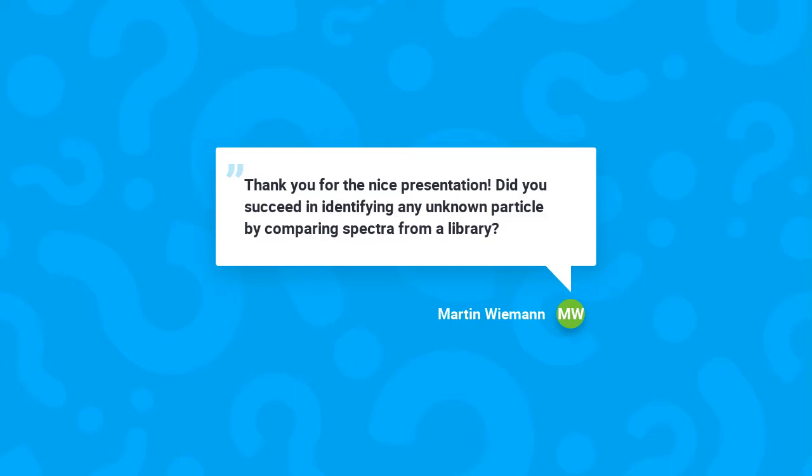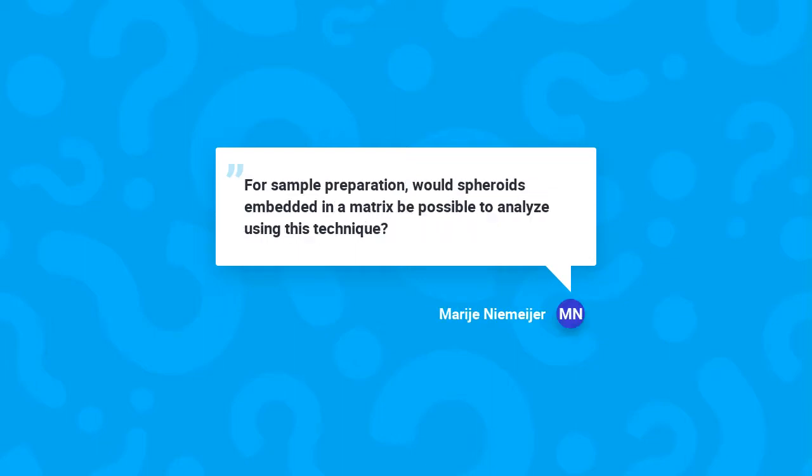Did you succeed in identifying any unknown particle by comparing spectra from a library? No, I did not. There is one really good publication on using this spectral imaging for identifying particles, but that's for plasmonic particles. I think it has also been used, if not in tissue, then in wastewater and other types of applications. I think you can go a bit further there.